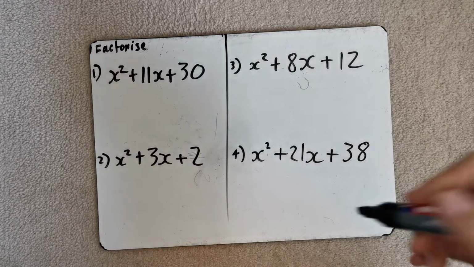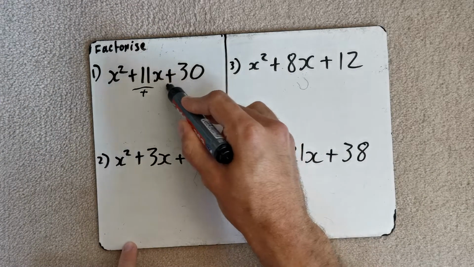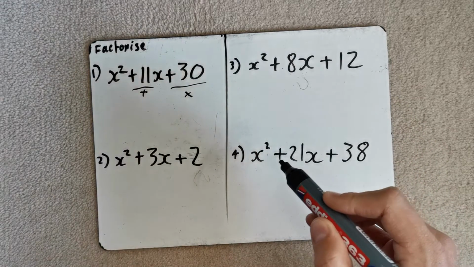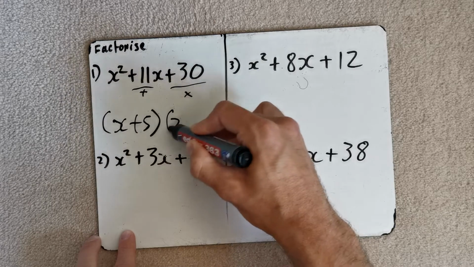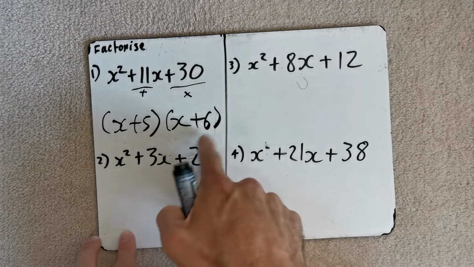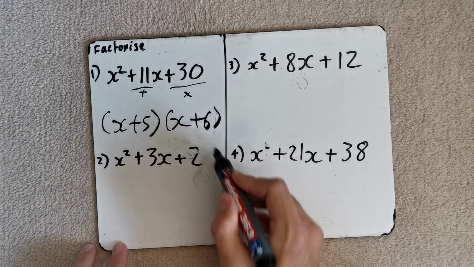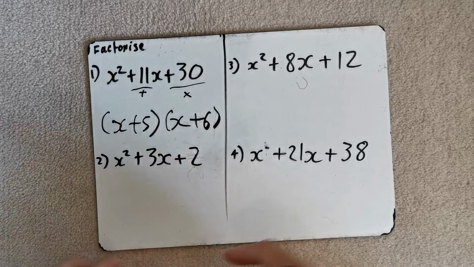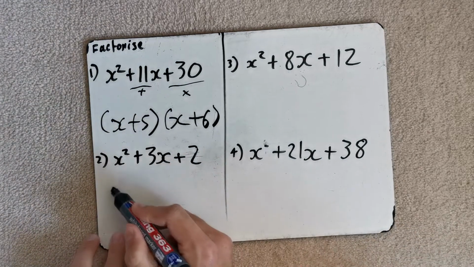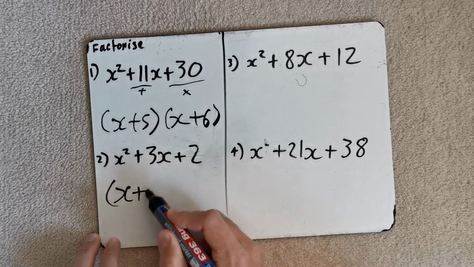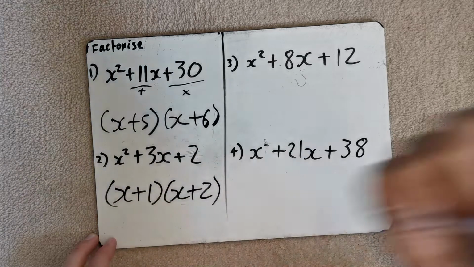Right, hope you've had a go at these. What adds together to make 11 and multiplies together to make 30? It will be x plus 5 and x plus 6. Okay, if you put plus 6 plus 5, that's fine. This one, we've got a prime number here. So if it's a prime number here, that can only be two numbers. So what times together to make 2? It'd just be plus 1, plus 2. What's 1 and 2? Oh, it's 3.